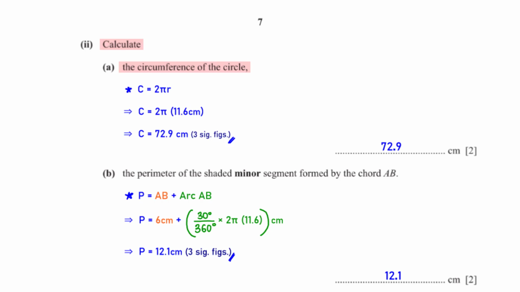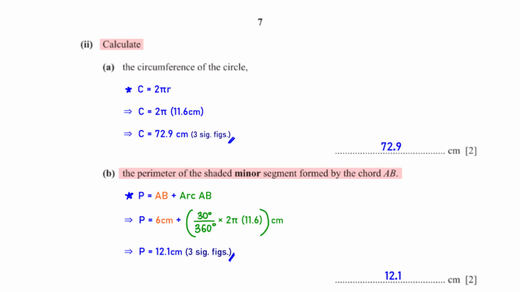Calculate the circumference of the circle. Here is the formula for the circumference of a circle. The radius r of the circle, which is OA, is 11.6 centimeters. When we type this into the calculator, we get 72.9 centimeters rounded to 3 significant figures.